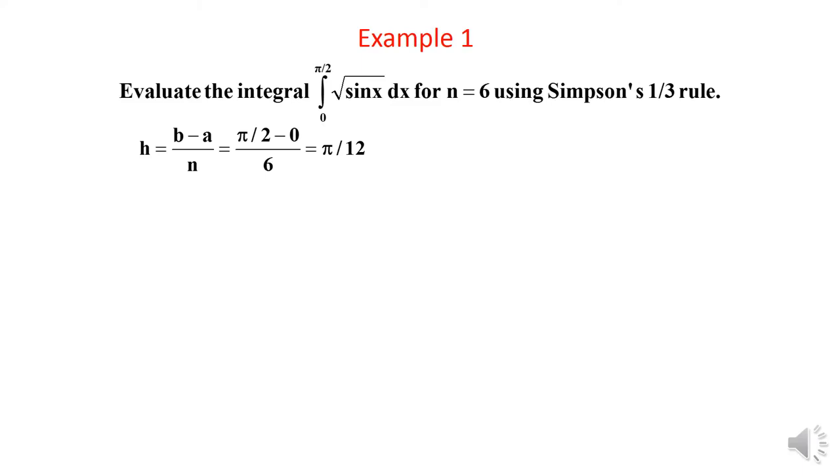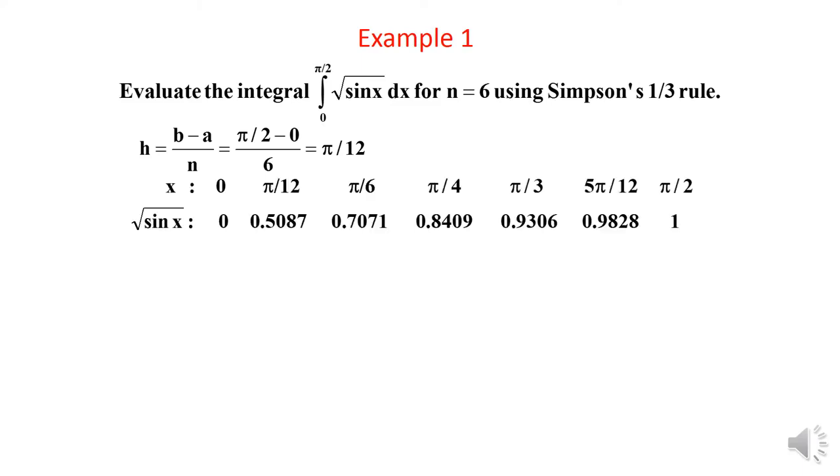So we find out the points, that is values of x, which are 0, pi by 12, pi by 6, pi by 4, pi by 3, 5 pi by 12 and pi by 2. When we substitute these values of x in sin x, we get the value of root sin x here, and which have been calculated with the help of a calculator.